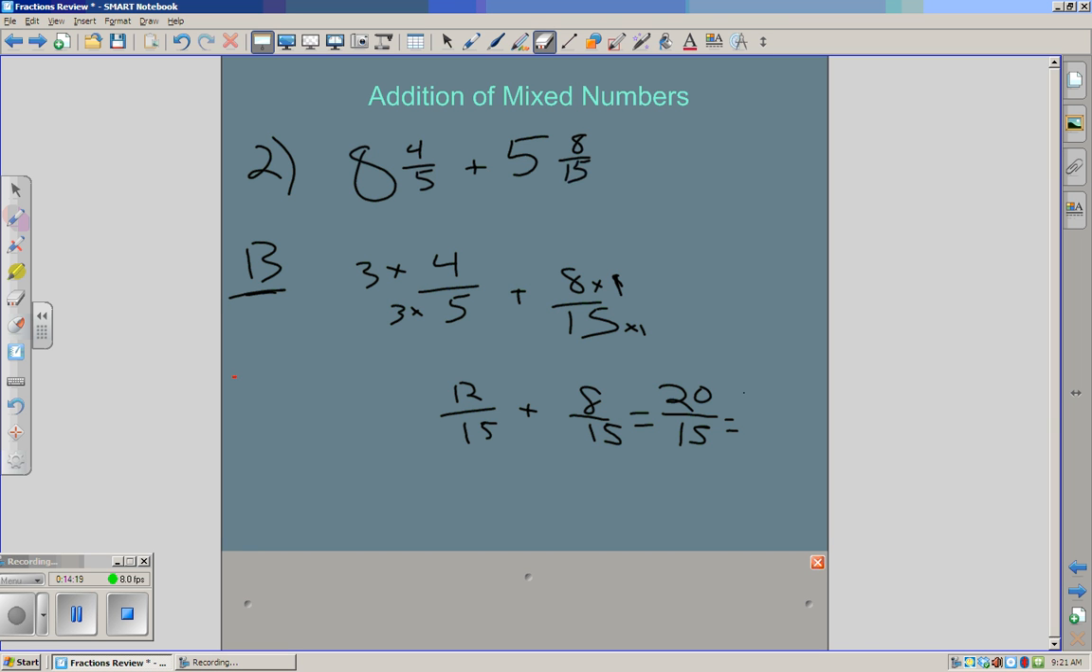15 goes into 20 one time with 5 left over. And if you notice, and I hope you did, 5/15 is still not reduced. So that can be reduced to 1 1/3. That is the sum of my fractions. So I take the sum of my fractions, and I have to add it all the way back to the sum of my whole numbers. So 13 plus 1 1/3. I messed up down here. This should just be a 3. Sorry about that. 13 plus 1 1/3 is 14 1/3.